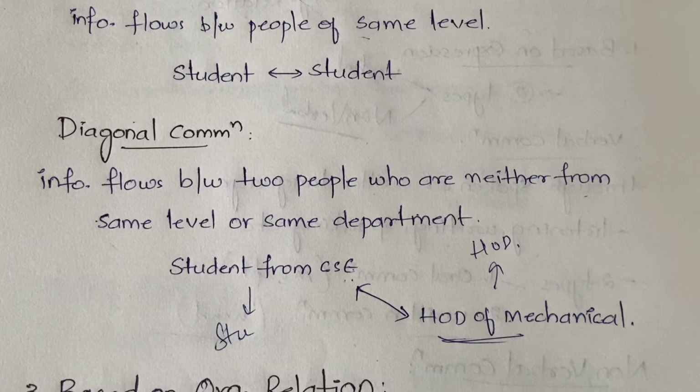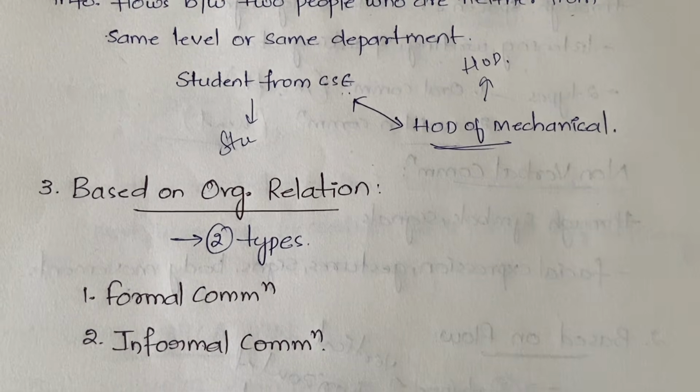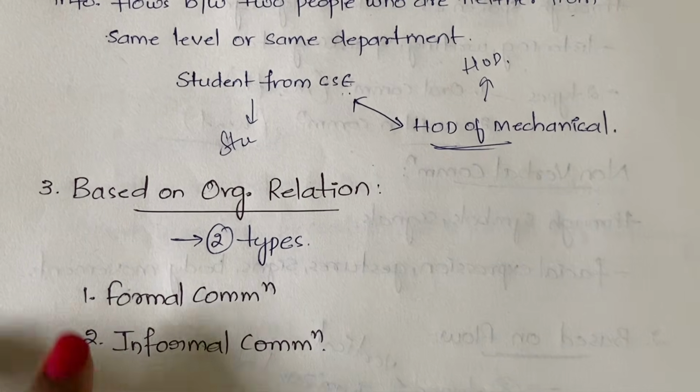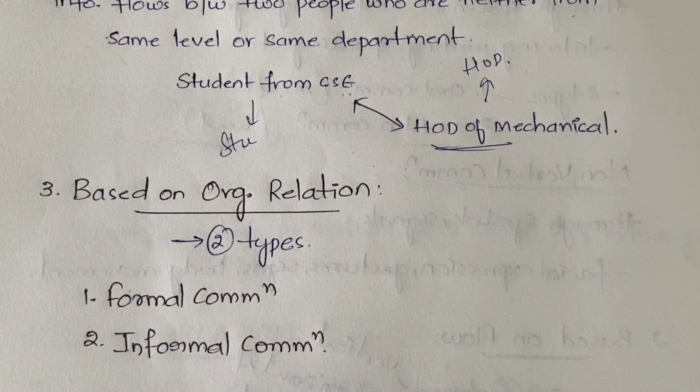Okay, the next type is based on organization relationship. Last one. Simple, very simple. Two types we have in this: formal and informal. Formal means everybody will be sitting, we will be talking, everybody will be silent when the others are speaking. We are very carefully listening to them and all. Informal means we just casually talk, how we casually discuss between friends and all. That is informal. Okay, so this is all about this video.